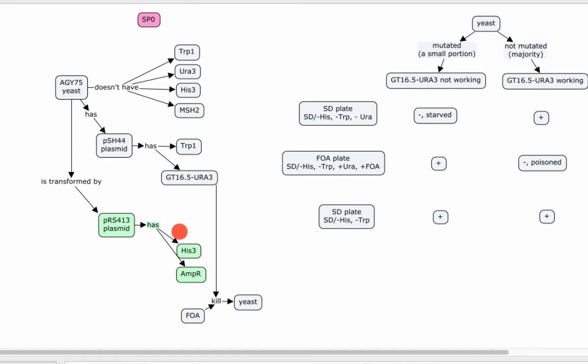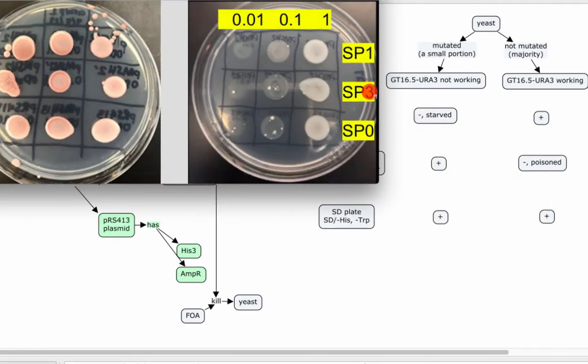When we look at the majority of the yeast that contain functional URA3, since URA3 gene is working, it's going to produce toxin to kill the yeast. So the yeast over here is poisoned. On FOA plate, the majority of the yeasts will be killed, and then a small portion will be able to grow. So this is what we see on FOA plate.